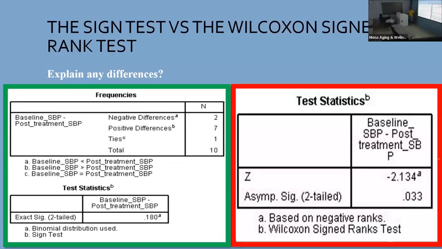All right, so this is going on to Jabari's question. So last week when we did the sign test, it says this was the p-value for a two-tailed test, 0.180. And this week we did the Wilcoxon sign rank test, and this is our p-value.